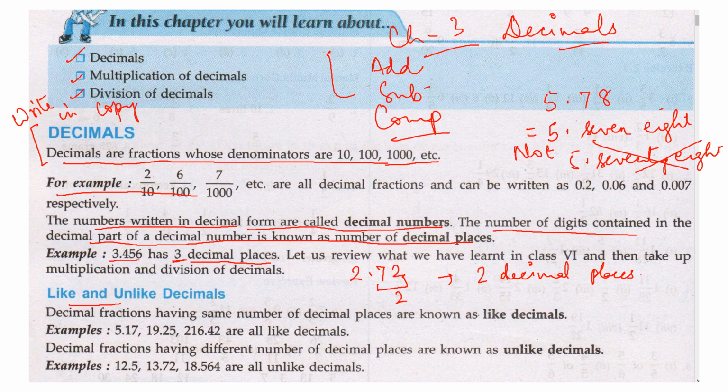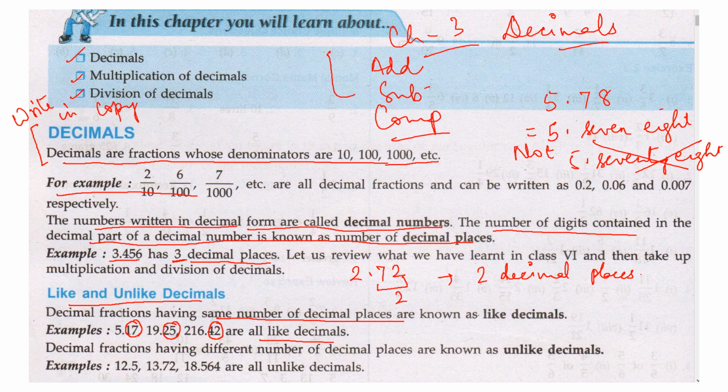Now we have like and unlike decimals. As you already know, some basic concepts were already given in class 6th also. Decimal fractions will be called like when they have the same number of decimal places. Same number means, like here you see the example 5.17. How many digits after decimal? 2 digits after decimal. 19.25 also has 2 digits after decimal. 216.42 also has 2 digits after decimal. So they are called like decimals.